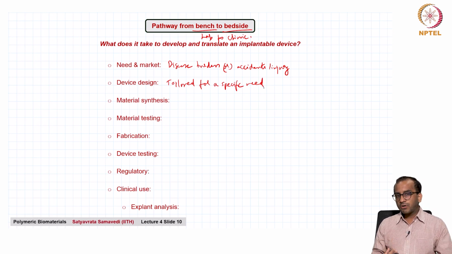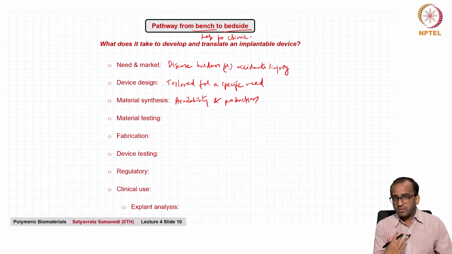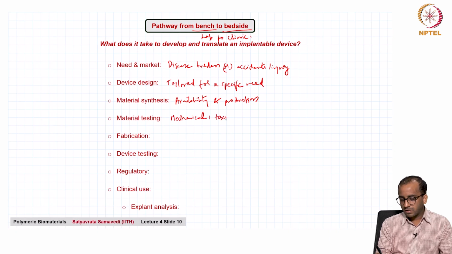Then you start thinking about the materials that are required for a specific device or a specific application, and there you're thinking about availability and production of the material. Once these materials are available and produced, then you're looking at material testing, where you're looking at things like mechanical behavior, toxicity, and biostability.